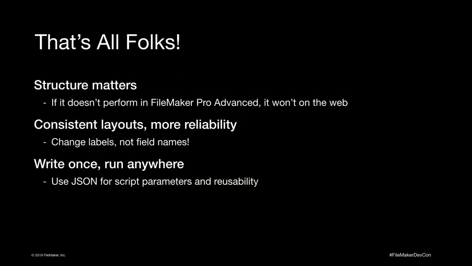So that's pretty much it for the main stuff here. So, conclusions. Just remember that structure matters. If something's not going to perform in FileMaker Pro Advanced, sending it over the Data API or custom web publishing is not going to help. It's still not going to perform. Use consistent layouts for more reliability. Change your labels, not your field names. That's just going to help you as a developer and help your app build some more reliability. And also remember that you can write some stuff once in a FileMaker script and run it from anywhere on the web, and that you can use JSON for script parameters and reusability.